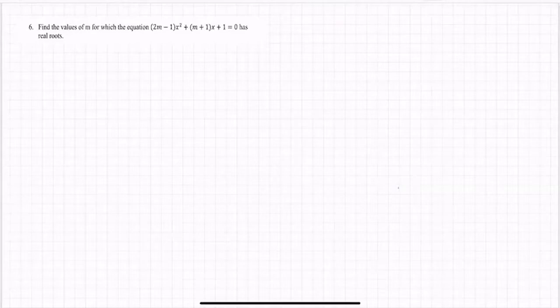Right, let's have a look at this one. This was question 6. Find the values of m for which the equation (2m minus 1)x squared plus (m plus 1)x plus 1 equals 0 has real roots.